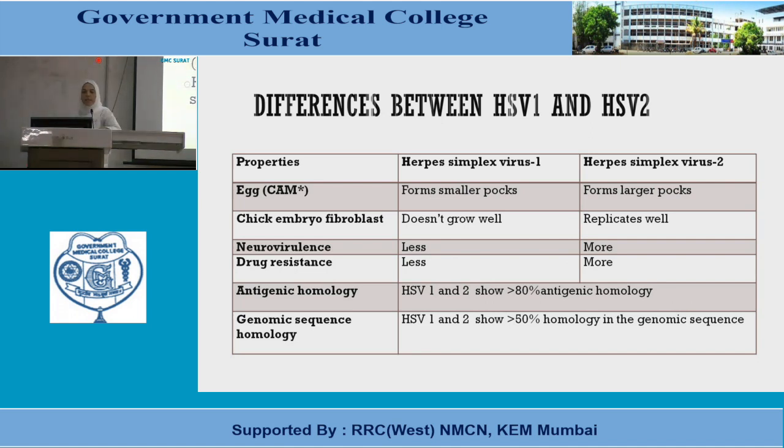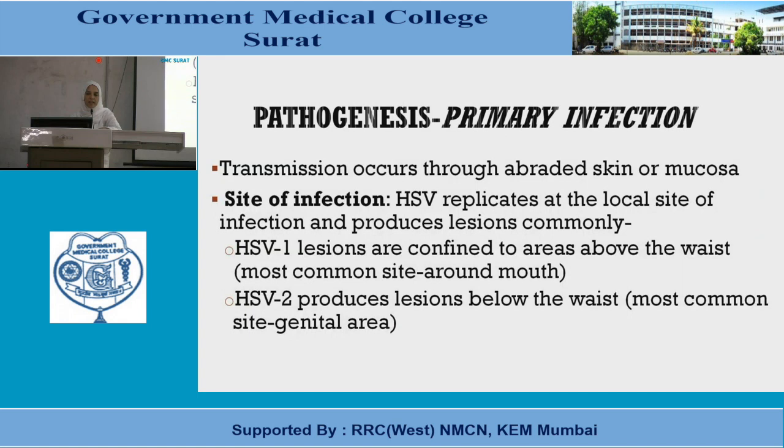Now over to pathogenesis. What happens when a person is infected the first time, having a primary infection? The transmission occurs, as we already said, through the skin, abraded skin, or the mucosa. The herpes simplex virus will replicate at the local site of infection and commonly produce lesions. In HSV-1, they are confined above the waist, as we have said. The most common site is around the mouth, the edges of the angle or the lips. There you will find small pustules. While in HSV-2, you will find infection below the waist, mostly in the genital area.